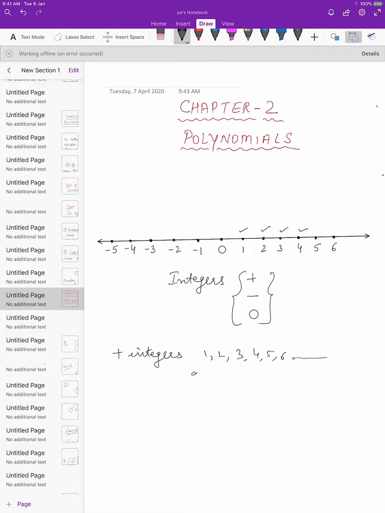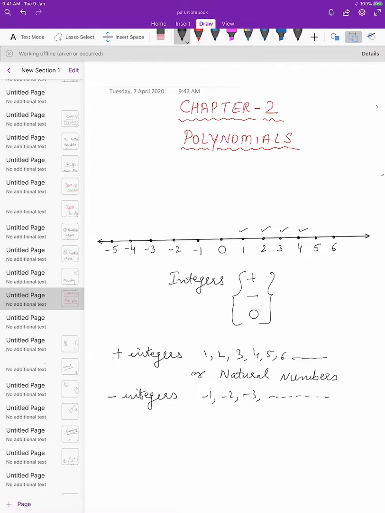Or what can I call them? I can call them natural numbers. So positive integers or natural numbers mean the same. Similarly, negative integers mean -1, -2, -3 and so on. That means 0 is neither included in positive integers nor in negative integers.